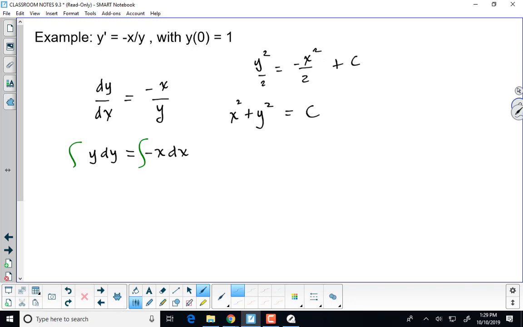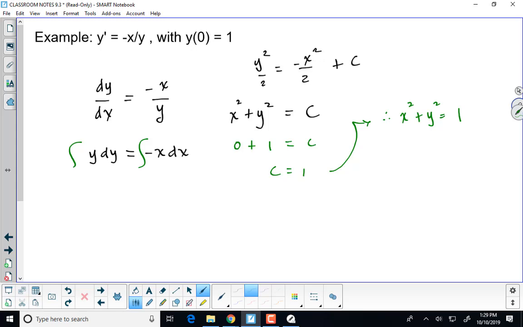And then y of 0 is 1. To get our initial value plugged in, when x is 0, y is 1. So c is 1. Therefore, our solution is x squared plus y squared equals 1. I did y squared equals negative x squared plus 1.